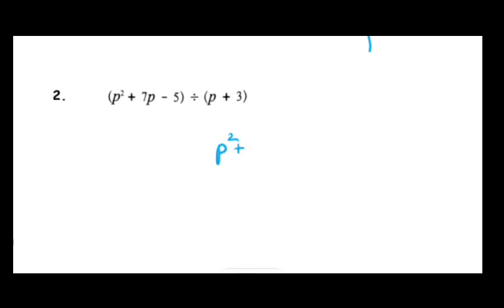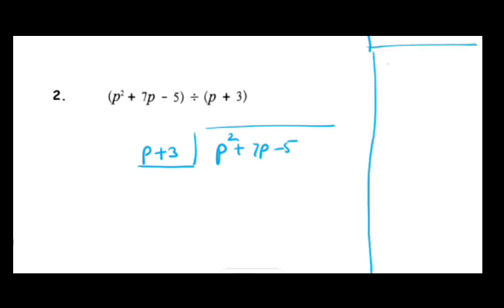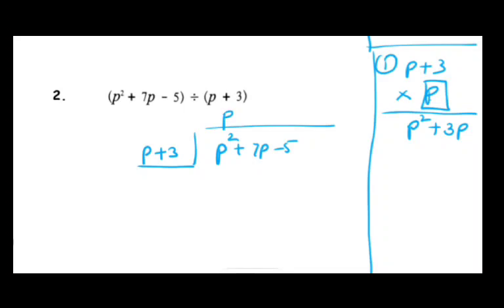P square plus 7p minus 5 inside, p plus 3 outside. Place for working. P plus 3 needs to be multiplied by p so that I get this p square. Children, consider 1 at a time. P into p makes it p squared plus p into 3 makes it 3p. So, this is what I enter as my quotient. This is for my working.